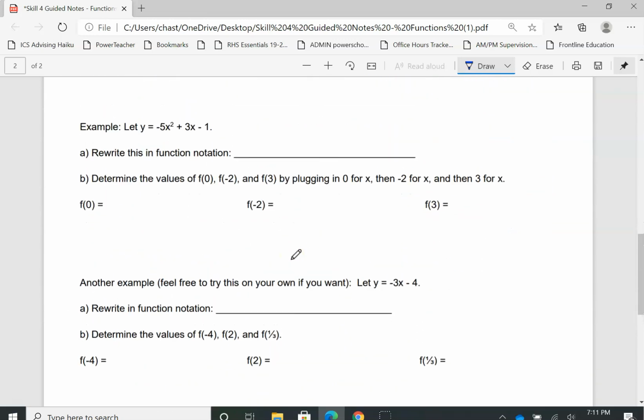All right, so let's look at an example. I have y equals negative 5x squared plus 3x minus 1. To rewrite that in function notation, we just rewrite y as f of x. And so that's just our function notation. The variable that shows up in the equation is the same as the input variable here. So to find the values of f of 0, f of negative 2, and f of 3, we just plug in those x values into our function and simplify.